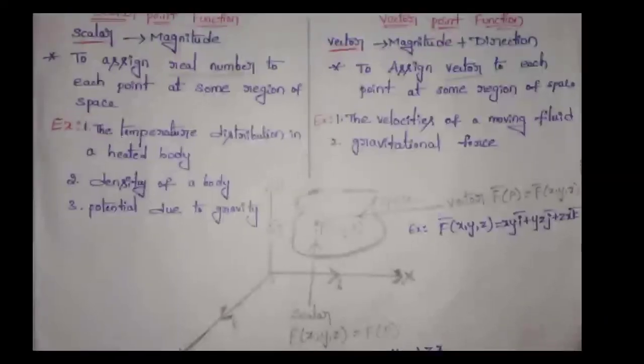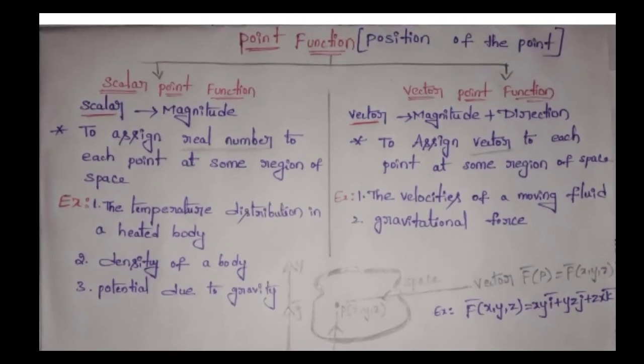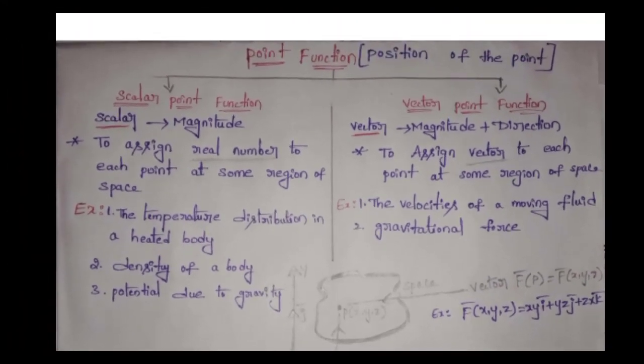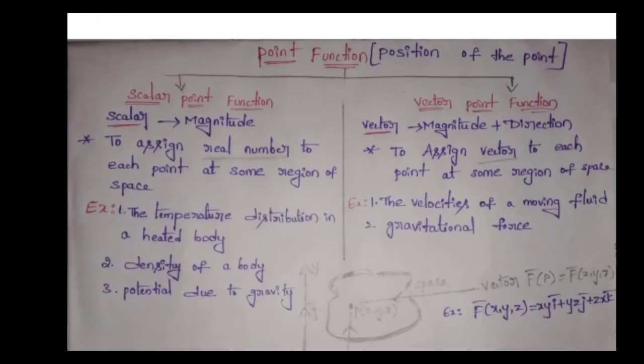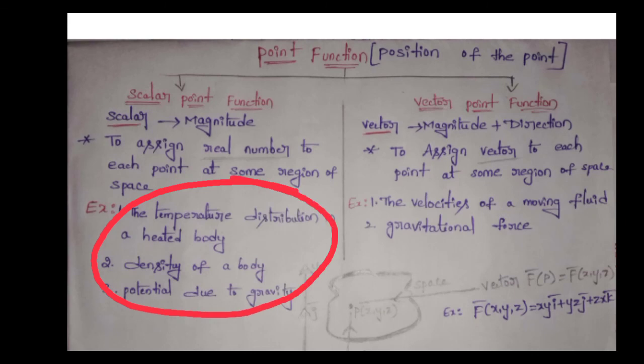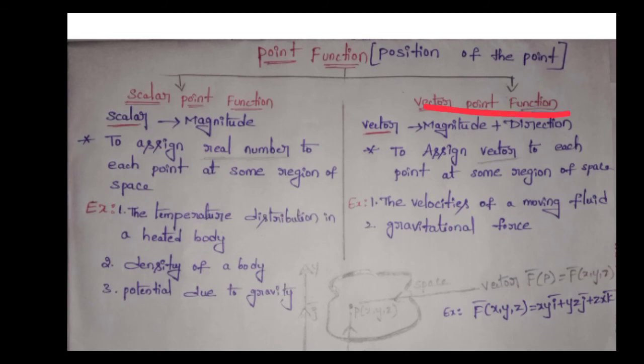And see some real examples of scalar point function and vector point function. Scalar point function examples: first one is temperature distribution in a heated body. Second one is density of a body. Third one is potential due to gravity. These are the examples of scalar point function. Next, examples of vector point function: the velocities of moving fluid, and gravitational force. These are the examples of vector point function. This is the basic topic of vector calculus.